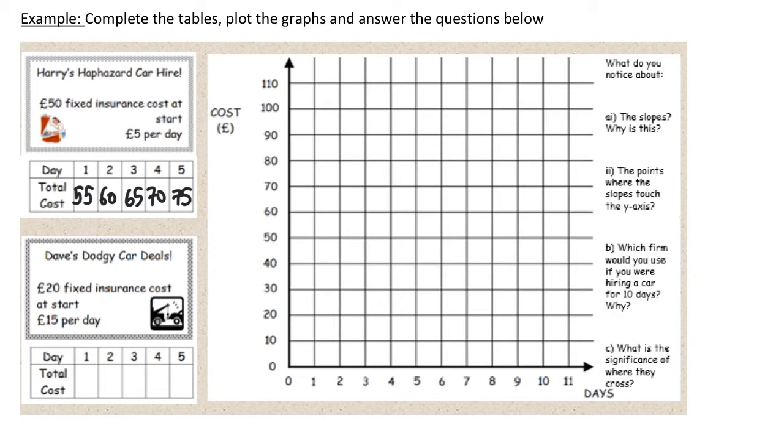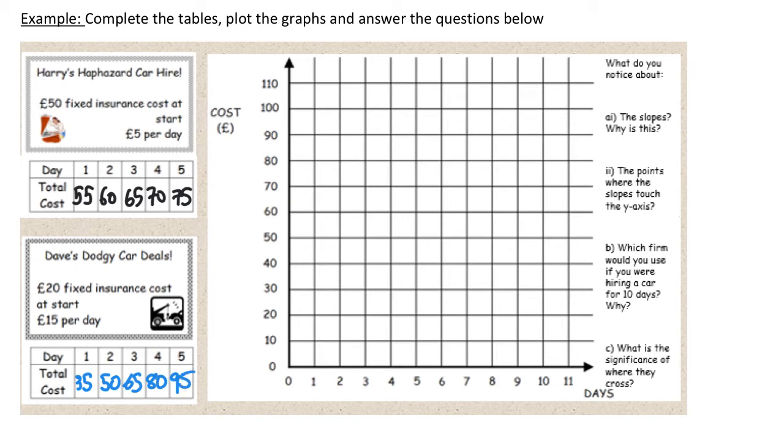For Dave's Dodgy Car Deals, we've got £20 fixed insurance and then £15 per day. So the first day is 20 plus 15, so that's 35. The second day you have another 15, so that's 50. And then another 15, so 65. Then 80. And then £95 for 5 days.